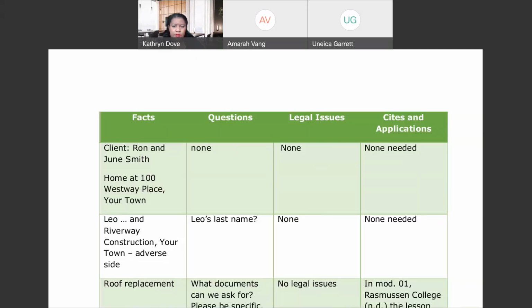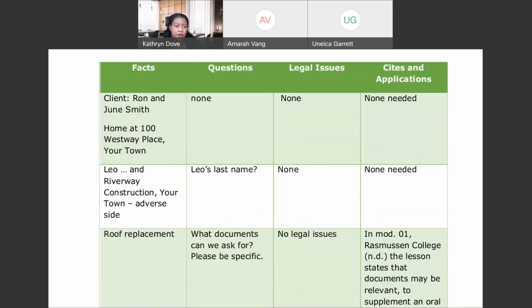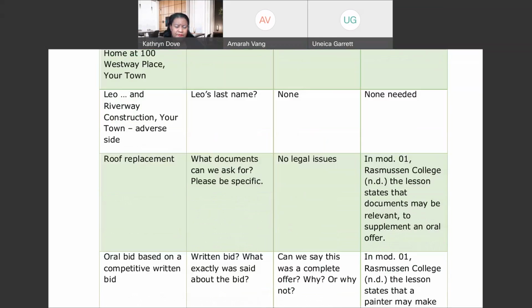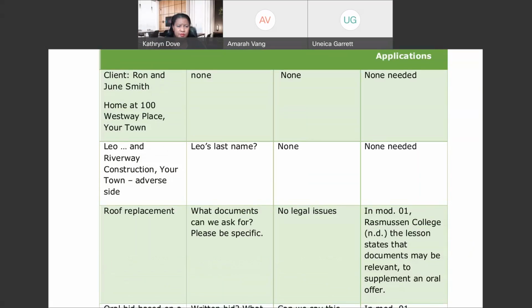So here, this table has a place where you can enter in your facts. We know the fact is that Ron and June are the clients. They have a house. There's another fact, Leo. As a paralegal, you need to know the name of your client. You need to know the name of the person that you're suing, which in this case, we're representing Ron and June. We know what their address is and their phone number. They're suing Leo. We want to find out what his address is, his phone number, his company, Riverway Construction, what his company's address is, where it's located. The job he was hired to do was roof replacement. Are there any documents? We heard about a bid somewhere, a written bid. We want to know what documents are available. Can our client give us some documents about this roof replacement agreement?